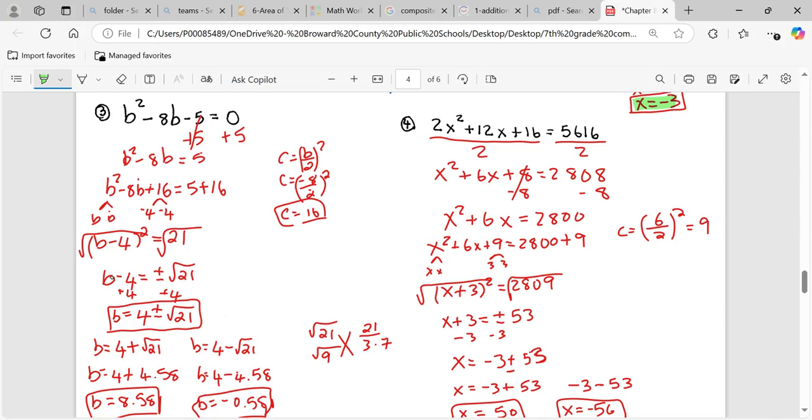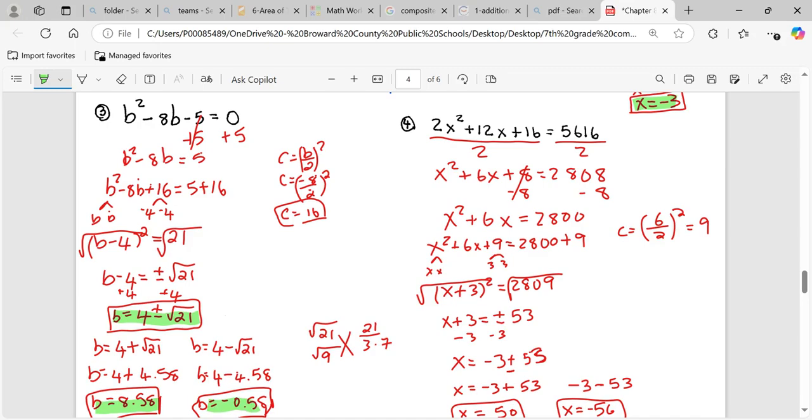We take the square root. So b minus 4 is equal to plus or minus the square root of 21. And then you add 4 to both sides. b is equal to 4 plus or minus the square root of 21. If they want an exact answer, this is it, because the square root of 21 can't be simplified anymore. But if they want a decimal, then you find the square root of 21, which is 4.58, and b is equal to 4 plus 4.58, which is 8.58. And then b is equal to 4 minus 4.58, which is negative 0.58.